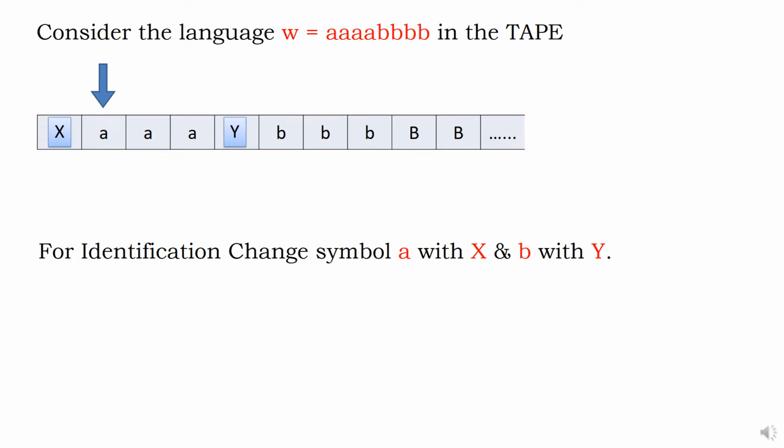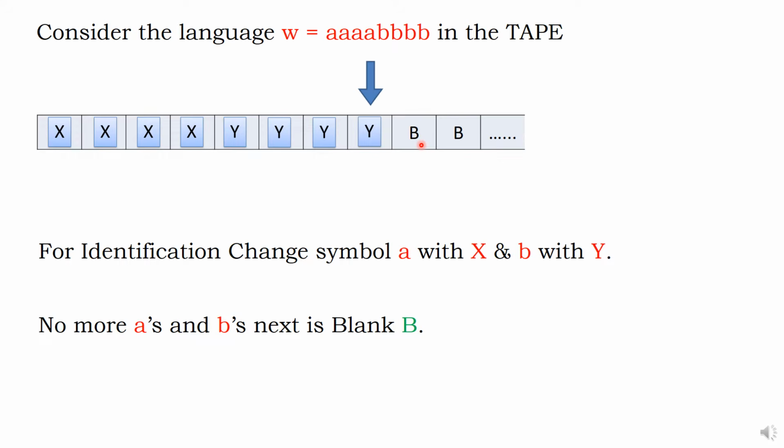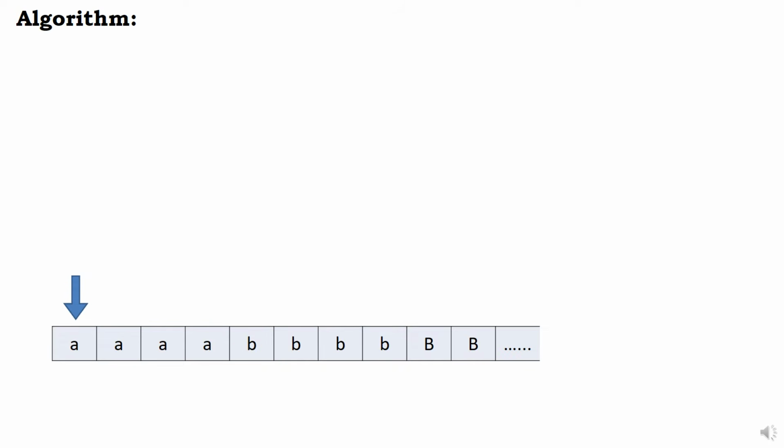Then go to a, yes sir, make it an x. Then go to b, yes sir, make it a y. Again a, yes sir. Again b, yes sir. Again a, yes sir. Again b, yes sir. Now again a, sir, there is no more a. Okay, good. No more b. Okay, good. Then you will catch a blank space. If there are no more a's and no more b's, next will be a blank space, which means the Turing machine has accepted. Now let us implement using the algorithm.